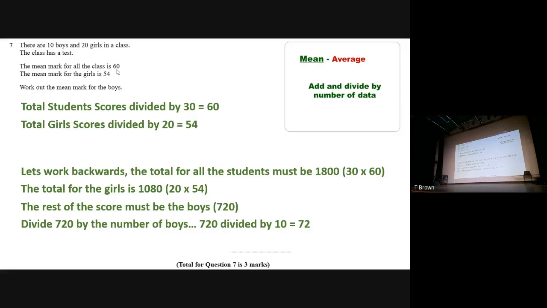So whenever they give you the mean, you're always going to multiply by how many people there were to get the total. That is all you can do. Just got to go backwards. Okay?